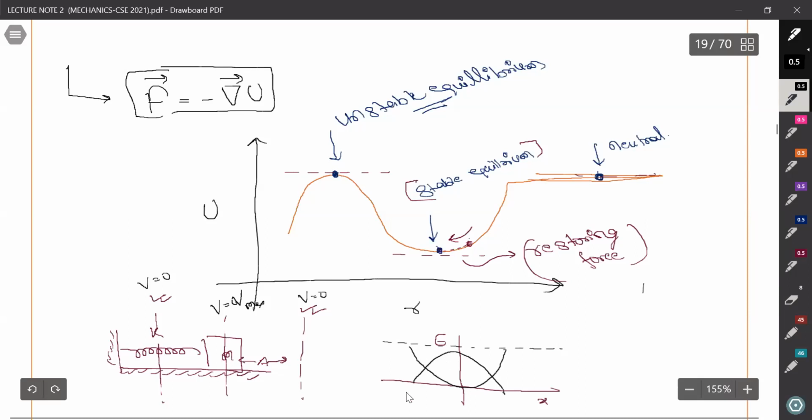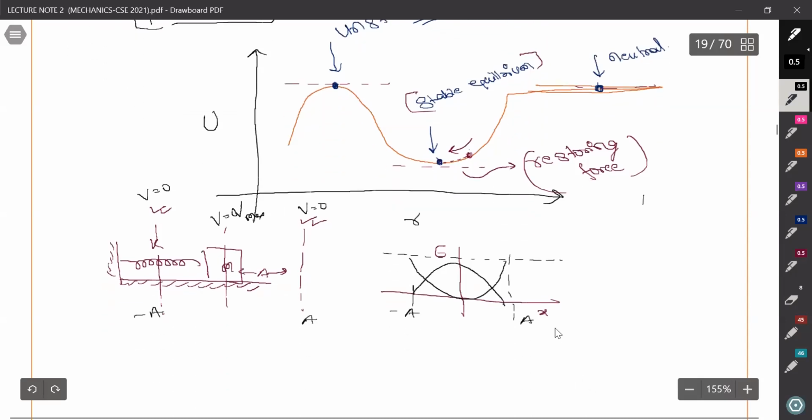So what we need to find out, suppose this is A minus A. Let's suppose this as minus A and this as A. So it is bound to move in this energy. Just try to understand these things only.